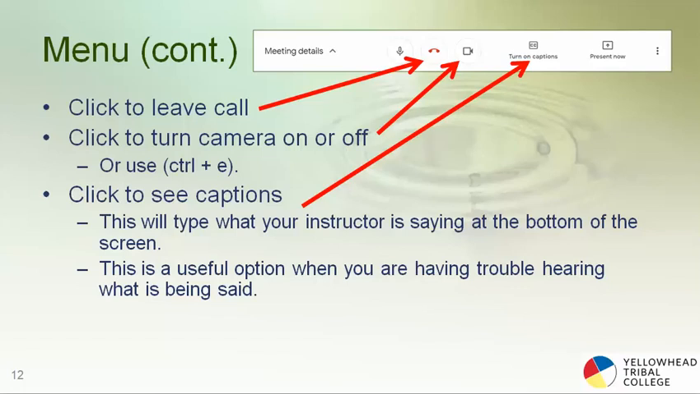Next to the camera icon is the Turn On Captions button. This is used to have the system display the text of what your instructor is saying at the bottom of the screen. This is a particularly useful tool when you are having trouble hearing or you can't turn up the volume in your particular location.